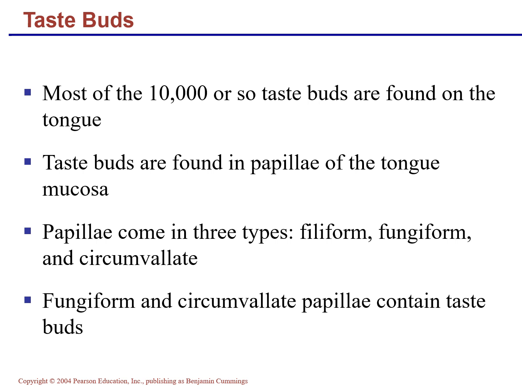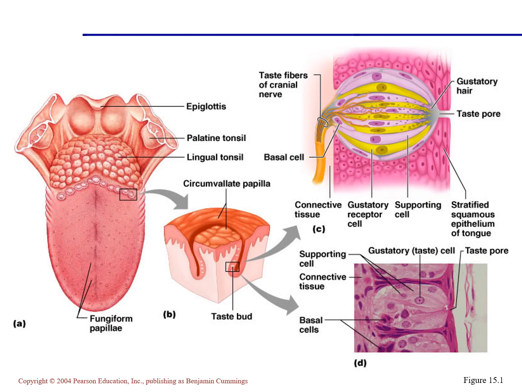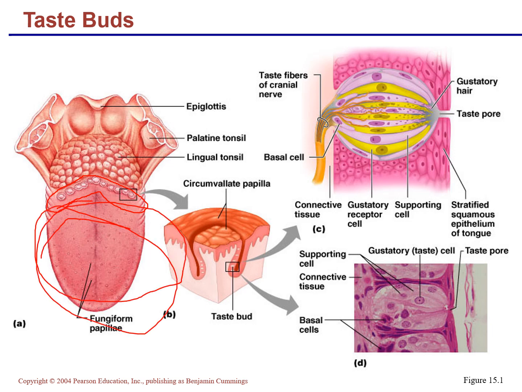There's 3 types: filiform, fungiform, and circumvallate. We're not going to worry about filiform because fungiform and circumvallate papillae contain the taste buds. And so here is a diagram of your taste receptors. You can see that the circumvallate are arranged at the base of the tongue, and the fungiform are actually scattered all throughout the tongue. Right behind, or posterior to, the circumvallate papillae is your lingual tonsils, your palatine tonsils, and then your epiglottis to help keep substances going down your airway when you swallow.